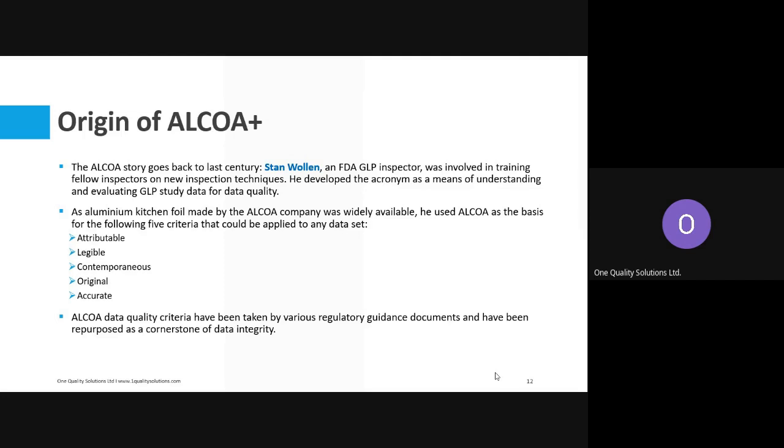Okay, so this is the short history of the origin of ALCOA Plus. Okay, we can go to the next slide.